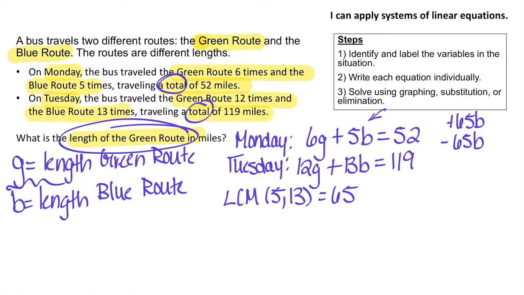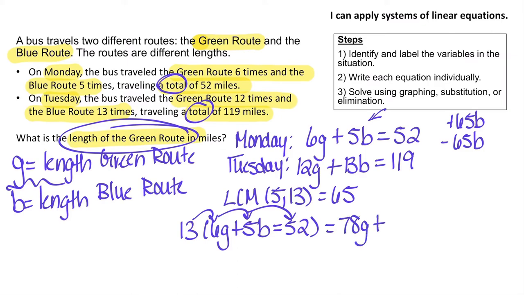So the first equation, I can take that first one and multiply everything by 13, right? If I multiply every single term by 13, let's see what will happen to that first equation. I'm going to distribute 13. When I do that, I get 13 times 6 as my coefficient of g, so 13 times 6 will give me 78. So I have 78g plus 13 times 5, which is 65, so I have 65b. And that equals 52 times 13, which is 676.